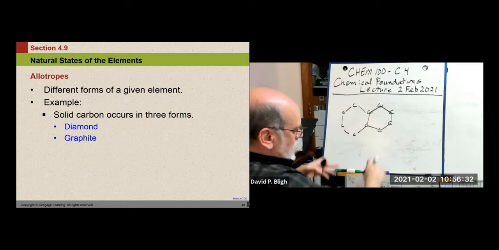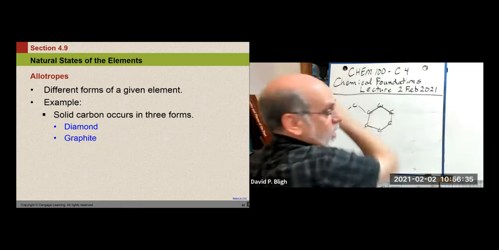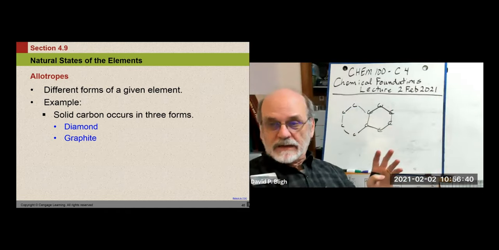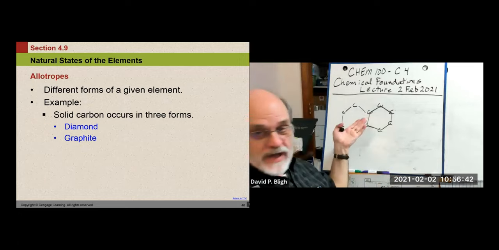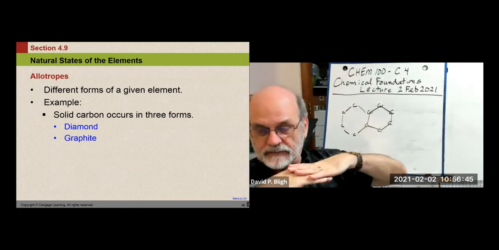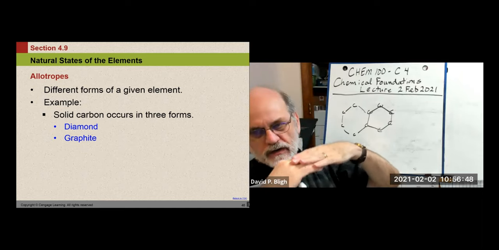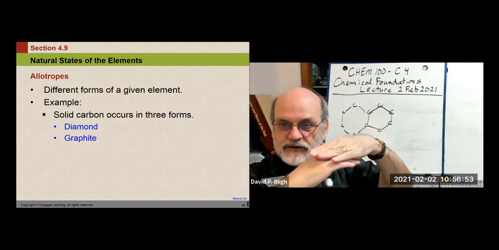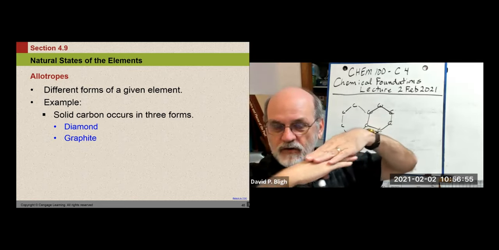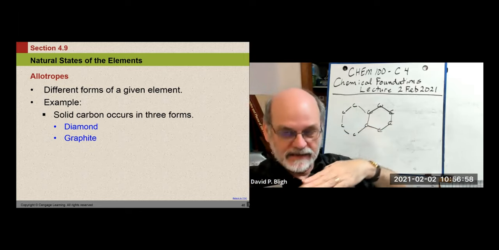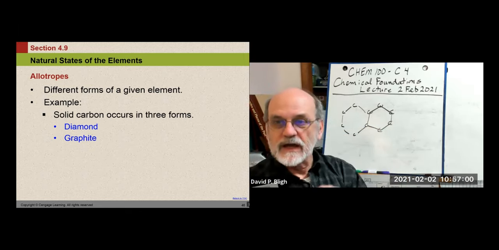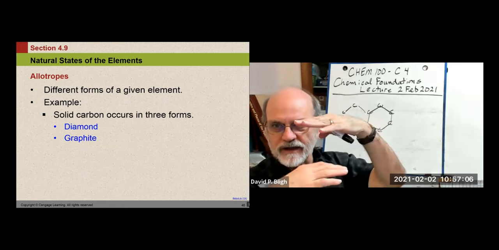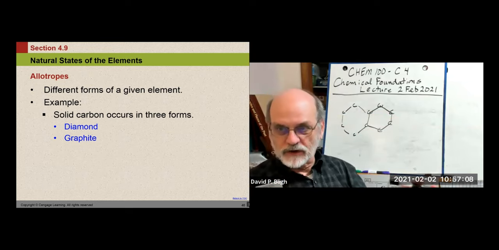And it just keeps going on and on in a two-dimensional plane. Okay? Now, what happens? You get one plane stacked on top of another, but they're not bound strongly to one another. The strong bonds are between these carbons in the plane. So those layers of graphite slide past one another very easily. That's why graphite is used as a dry lubricant, because it bears the load and slides easily. That's what lubricants do.